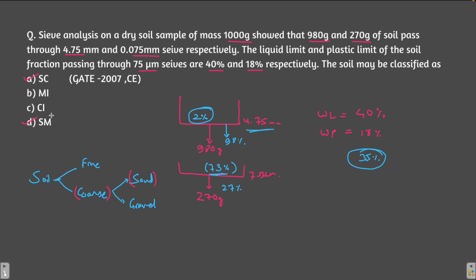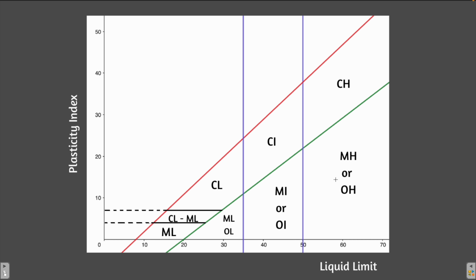So our next task starts here. See here, 27% of the soil is fines. It is 27%. That means it is greater than 12%. That means we have to identify what sort of fines it is. Now, for that we have to again move on to the plasticity chart. So here is the plasticity chart.